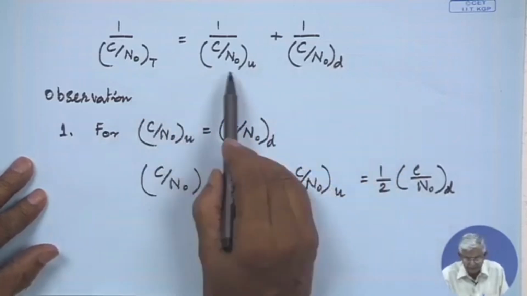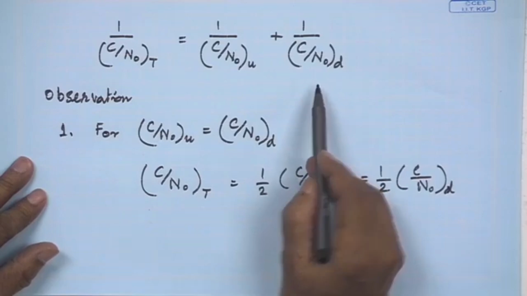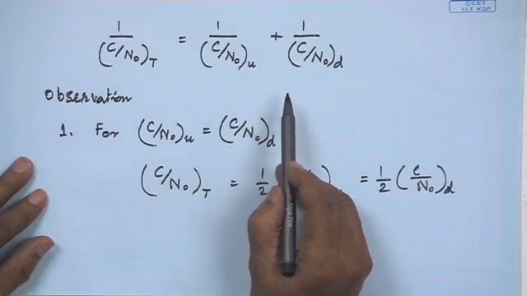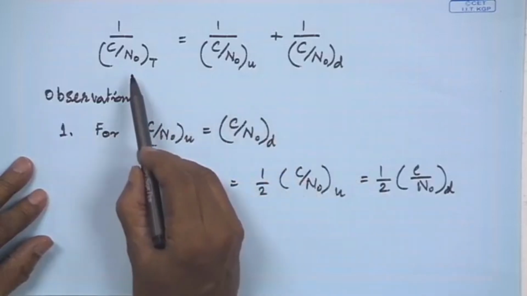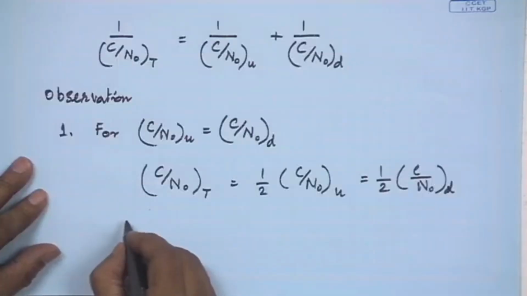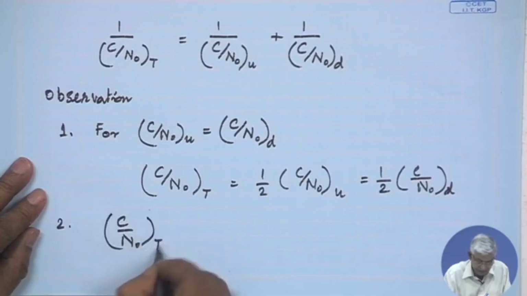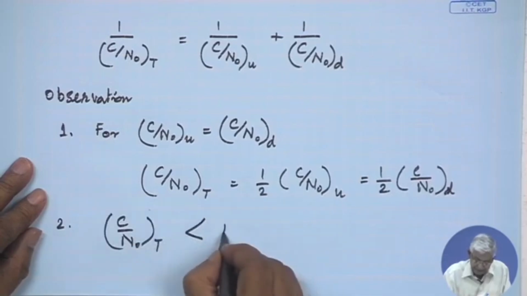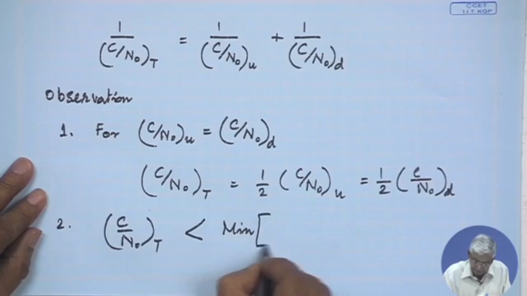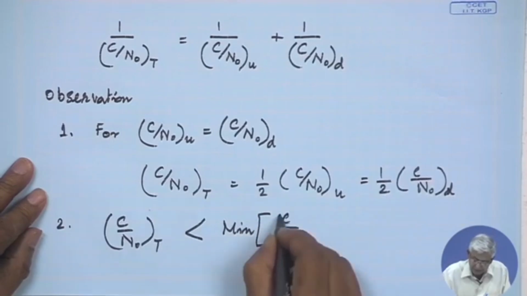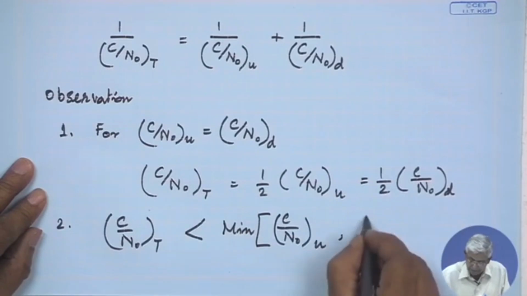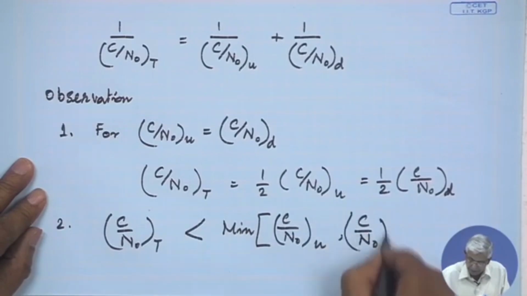Another observation: it is just like parallel resistance and equivalent resistance calculation. So, the other observation is similar, that is, the C by N0 total, like the equivalent resistance, will be lower than the minimum of these two. That is, observation number 2 is that C by N0 total will be less than the minimum of C by N0 up and C by N0 down.